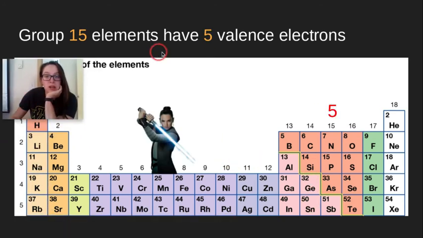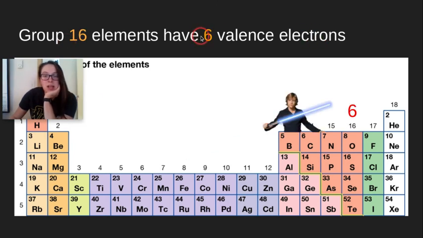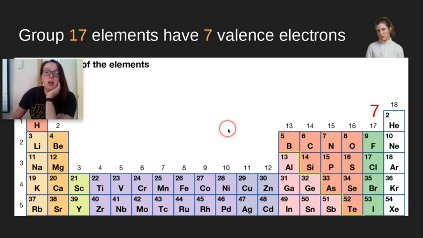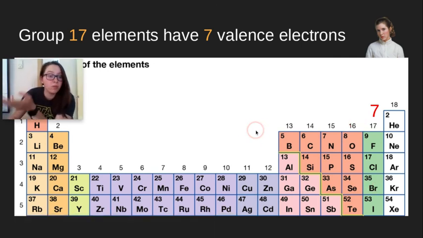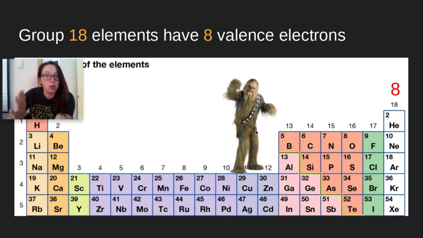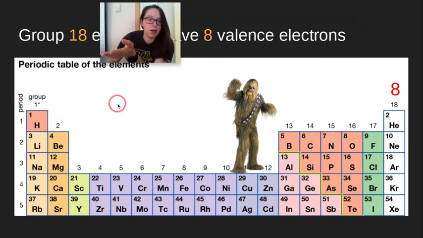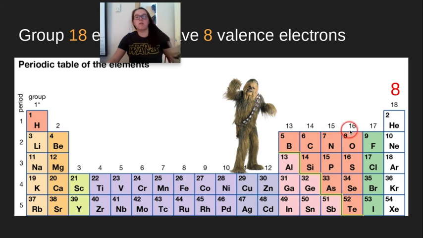Group 14 elements have 4 valence electrons, so carbon, silicon, germanium, tin. Group 15 have 5 valence electrons. Group 16 has 6 valence electrons. Group 17 has 7 valence electrons. And hopefully you can guess this pattern. Group 18 elements have 8 valence electrons. So we're starting to see a pattern here. We have 1 valence, 2 valence, 3, 4, 5, 6, 7, and 8.